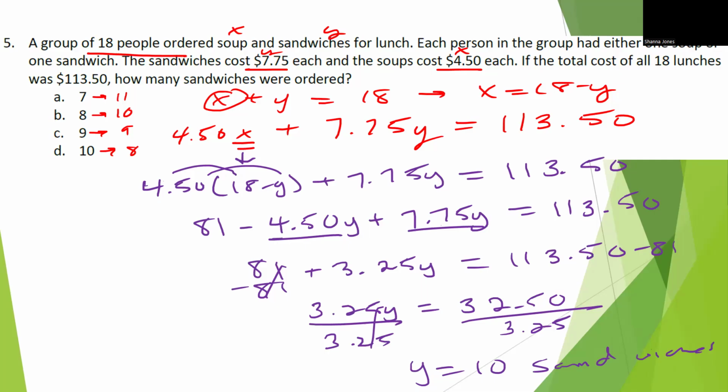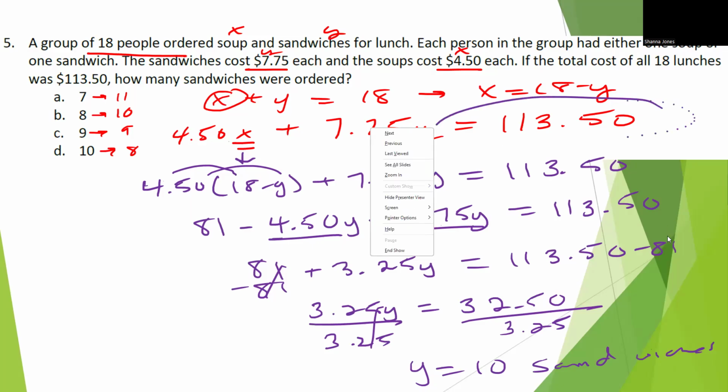Oh, but can you plug and chug? Yes, you can. The first part of your plugging and chugging was to figure out what are the number of soups. After you figure out the number of soups, you're just plugging in to see which one makes 113.50.